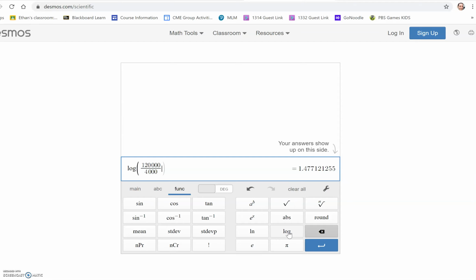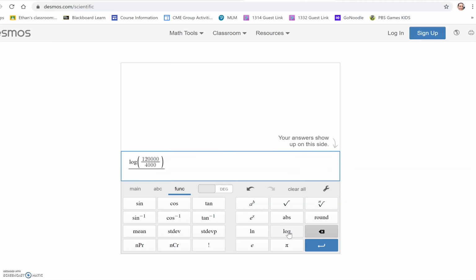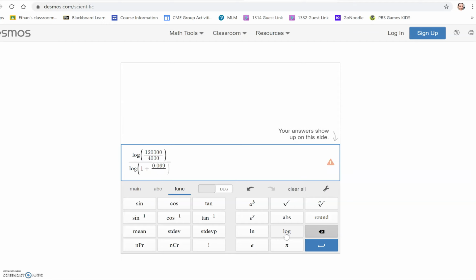Now I'm going to pop out of my denominator and close the parentheses. Then that was getting divided by, oh my goodness, Desmos made another fraction. That's cool. I'm going to hit my log. It opened the parentheses. And now in my parentheses, I have 1 plus the APR as a decimal, divided by, what? Yay, Desmos, another fraction. I hit my division button to create that fraction bar there.